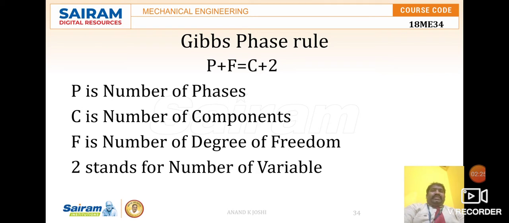So C plus 1 minus P should be greater than or equal to 0, since the degree of freedom cannot be less than 0. So P is less than or equal to C plus 1, which means that the number of phases in a system cannot exceed the number of components plus 1, that is the variable. These are all about the Gibbs phase rule.